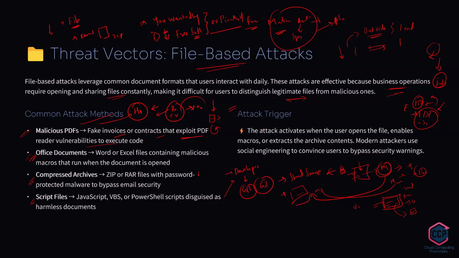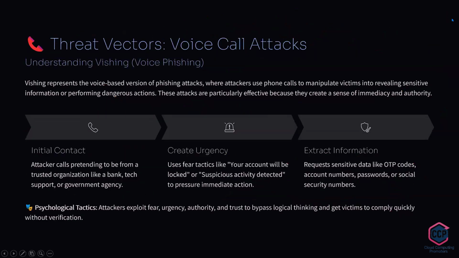Attack trigger. The attack activates when the user opens the file, enables macros, or extracts archive content. Attackers use social engineering, convincing users to bypass security warnings. These all will happen. We have already explained this. We'll go to the next slide. Threat vector. What would happen? What could you think about this?